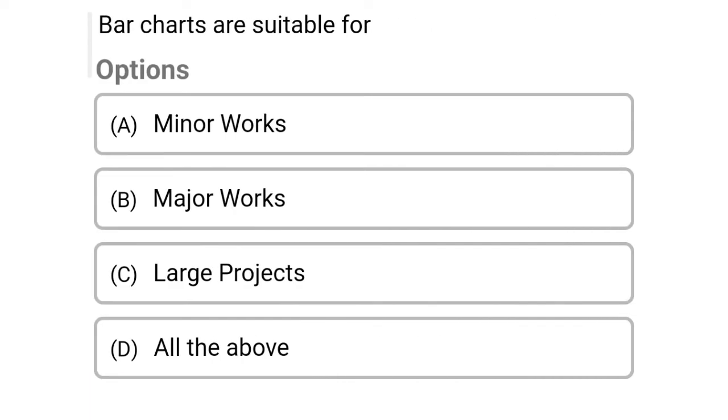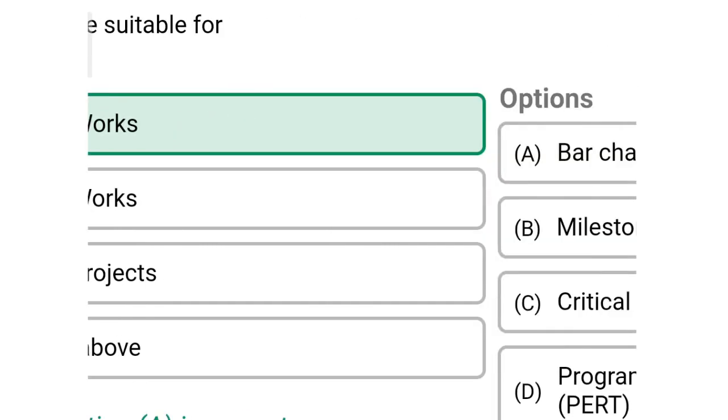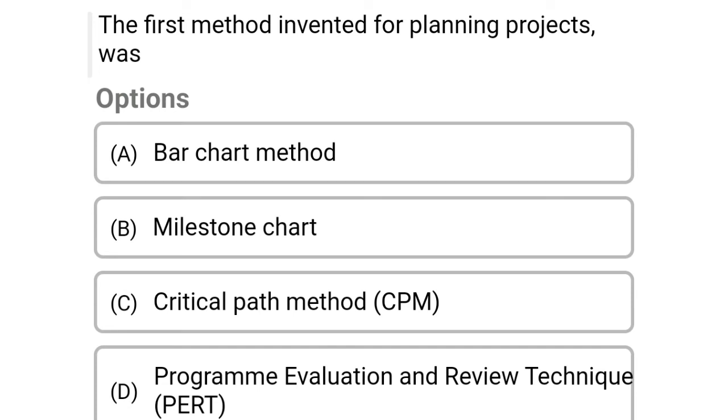So next question, bar chart is suitable for option A, minor works, option B, major works, option C, large projects, option D, all the above. So the correct answer is option A, minor works. So next question, the first method invented for planning project was option A, bar chart method, option B, milestone chart method, option C, critical path method, option D, program evaluation review technique. So the correct answer is option A, bar chart method.